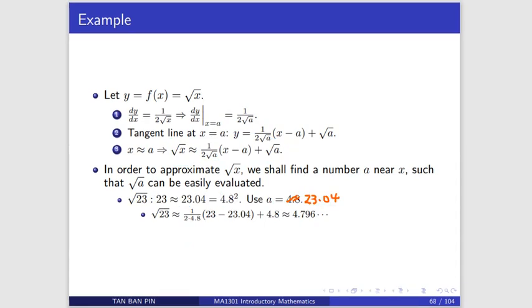So how about square root 23? You will find that 23.04, which is 4.8 square, will be a good number to choose. So just sub a as 23.04 into this equation, and you can approximate square root 23, which will give you 4.796.